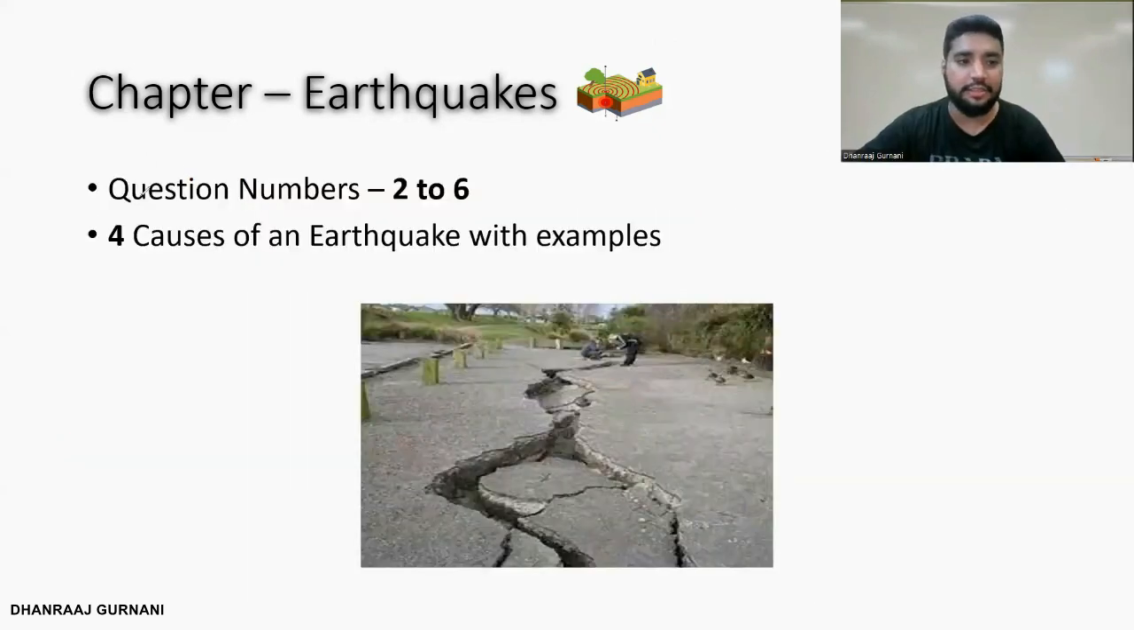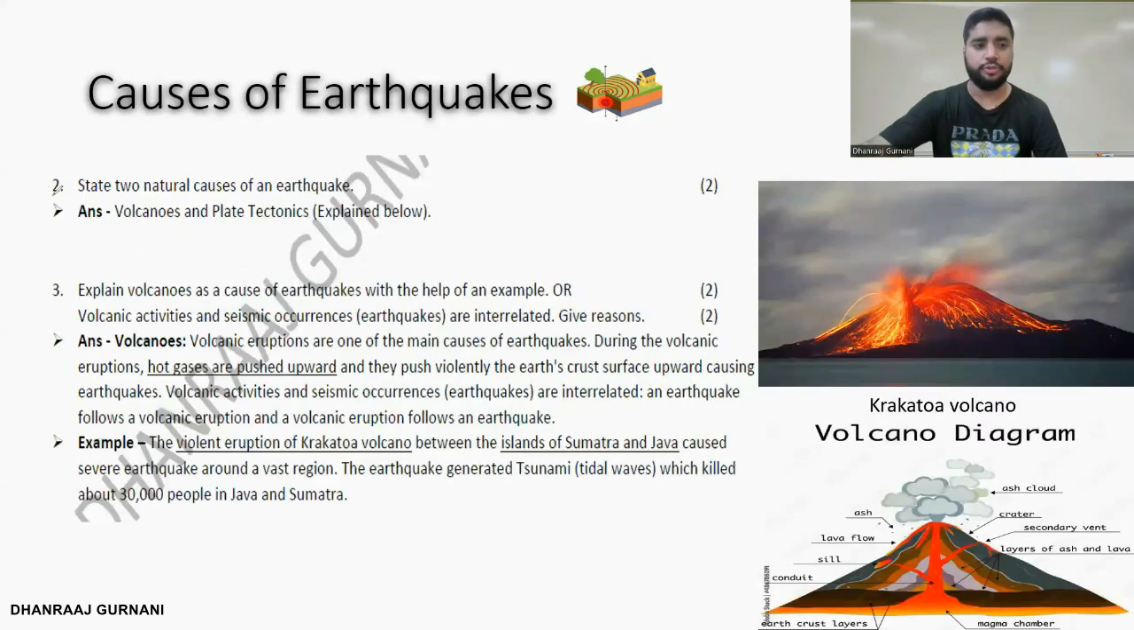Moving to the second answer, causes of an earthquake. Here we'll be covering 4 causes with examples. These are from question number 2 to 6. Moving to question number 2, state 2 natural causes of an earthquake: volcanoes and plate tectonics. We will be seeing each one in detail.